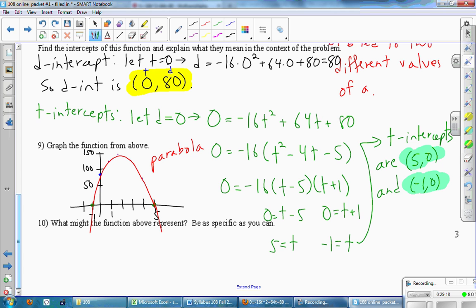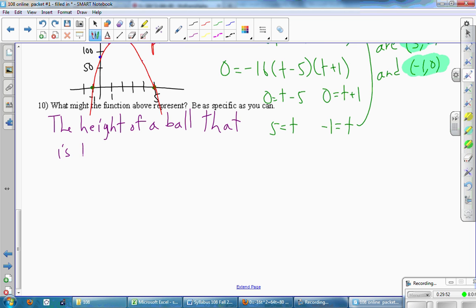Okay, and I'm sure there are lots of right answers. The one that pops into my mind is that of a falling object. So let's say we start the clock here at t equals 0, and we take a ball and we throw it up, and eventually it reaches some maximum height, and then it comes down and eventually reaches the ground. So this is a kind of standard looking thing for a falling object problem. So it could be the height of a ball that is thrown upwards.